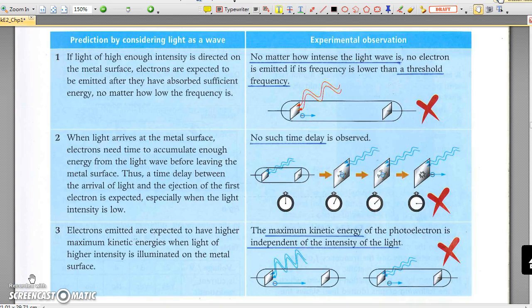So, using wave theory, you cannot explain these three observations in the photoelectric effect. The first is the threshold frequency. The second is there's no time delay for photoemission. And the last one, that the maximum kinetic energy does not depend on the intensity of light, but it only depends on the frequency of light.